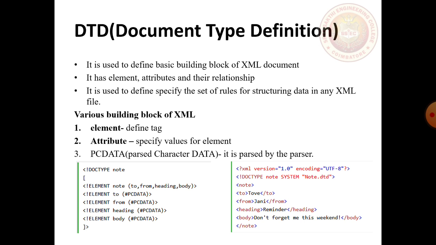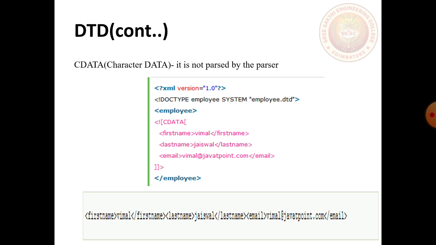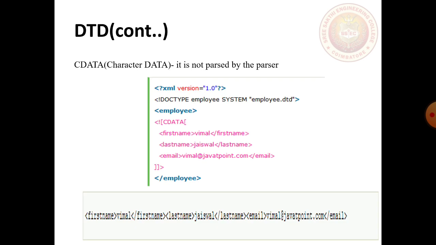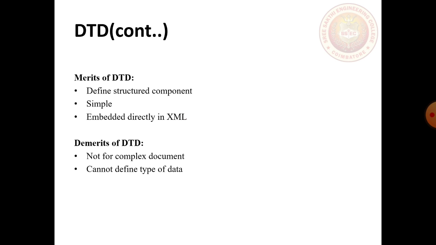PCDATA is parsed character data. It is parsed by the parser. CDATA is not parsed by the parser. So, in this XML document, to, from, heading, and body are defined by the attribute PCDATA, so they can be parsed by the parser. Whereas in CDATA, first name, last name, and email ID are represented inside the CDATA, so those data cannot be parsed by the parser.